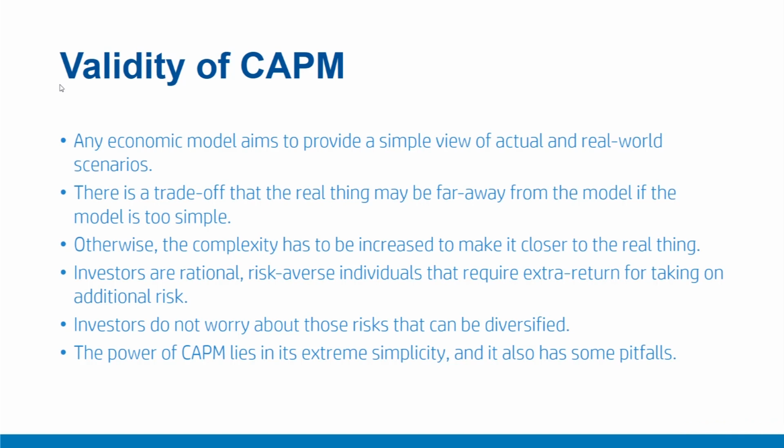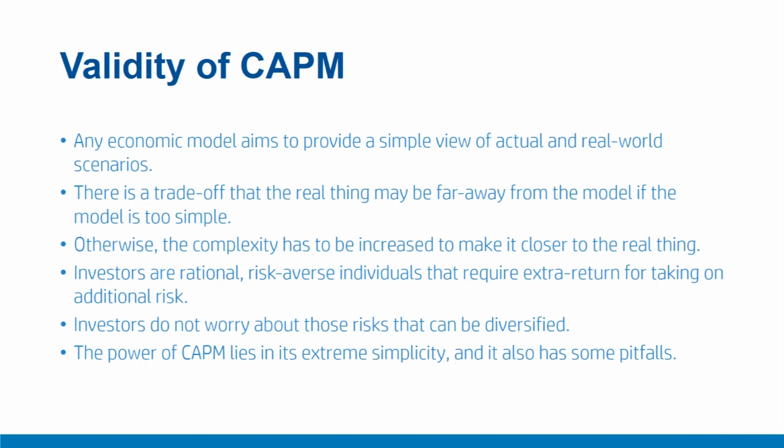In the context of financial markets, there are certain principles around which there is a broad agreement. For example, investors are rational, risk-averse individuals that require extra return for taking on additional risk. That is why common stocks offer higher expected returns than T-bills. If they offered the same returns, we wouldn't invest in common stocks.